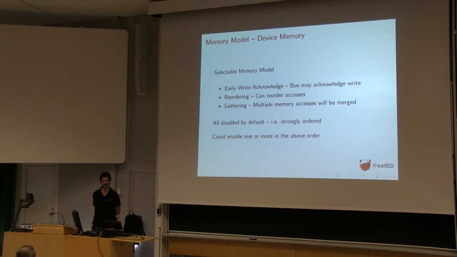have a weaker device memory model when it makes sense. Because for things like PCIe, ARM suggests not turning any of these on, at the moment our default is that all of these are off. There are only four options, so we could turn these on only in the order I've listed them here. We could turn on early write, but we couldn't have gathering without reordering, for example. It's not an option.